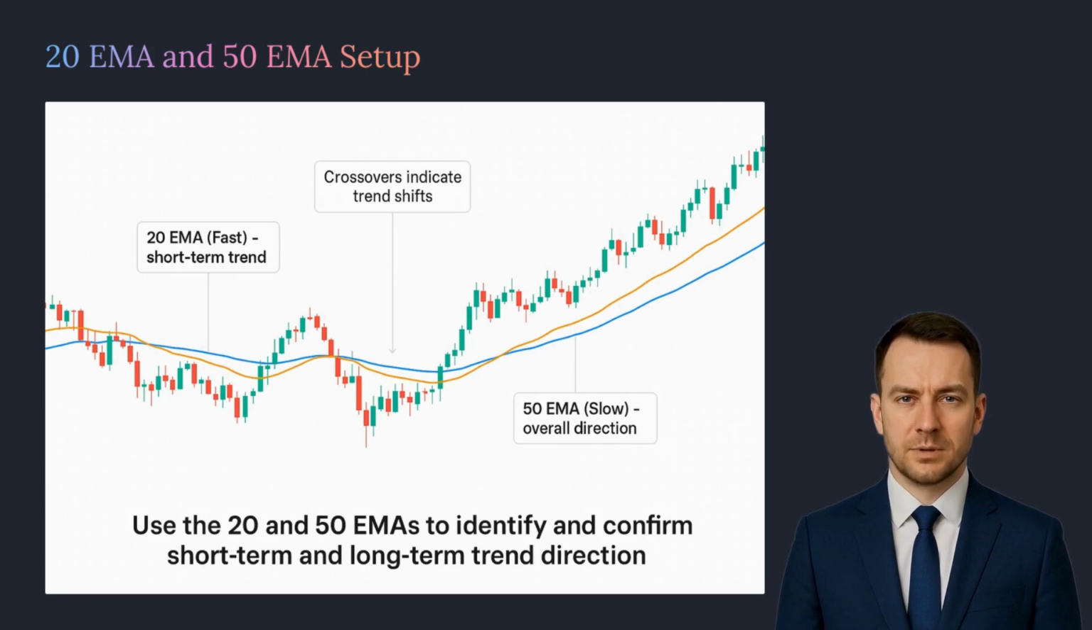When the 20 exponential moving average is above the 50 exponential moving average, the short-term trend is bullish, uptrend.